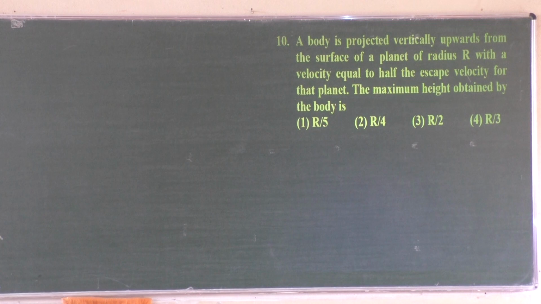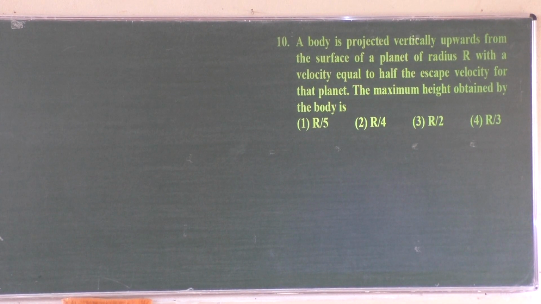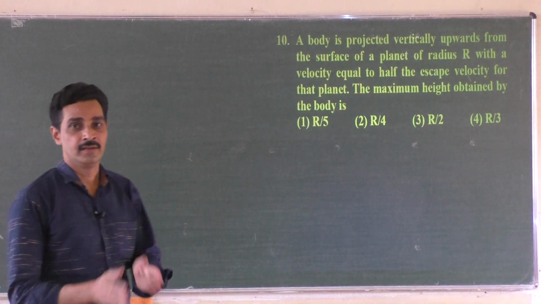We were on the 10th problem in the last class, that was related to energy. We were not able to use the formula V square is equal to V naught square plus 2AX, right?